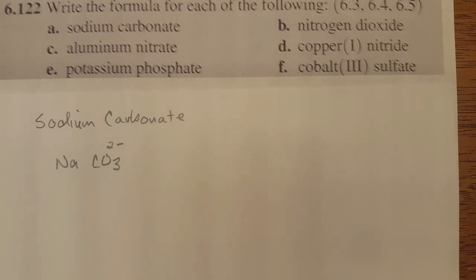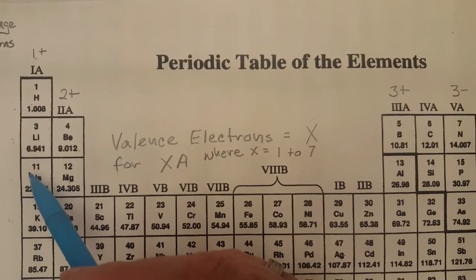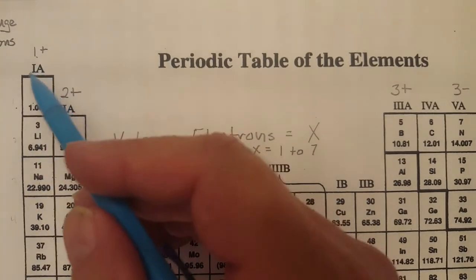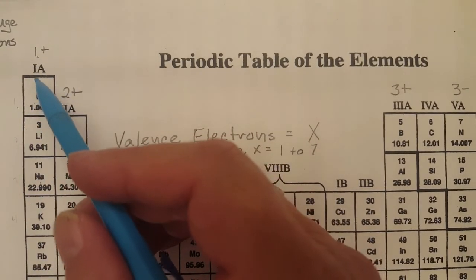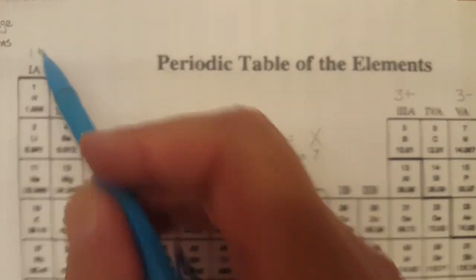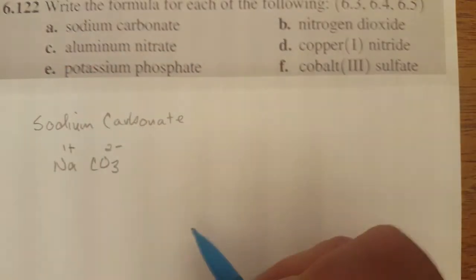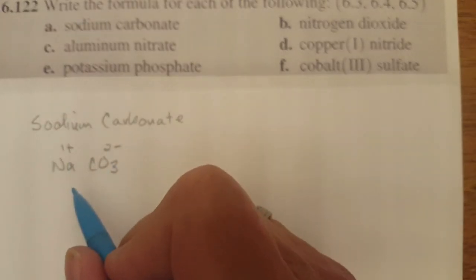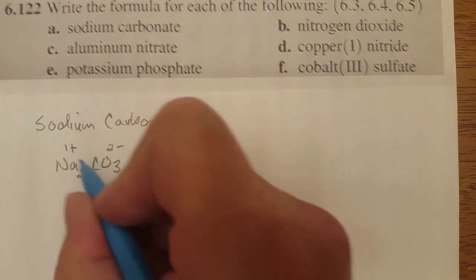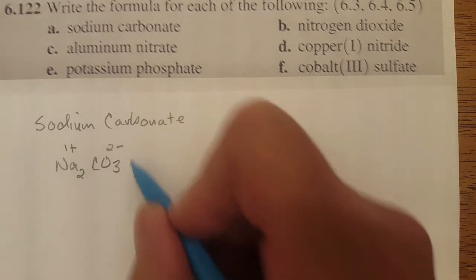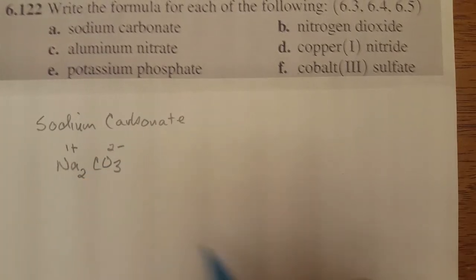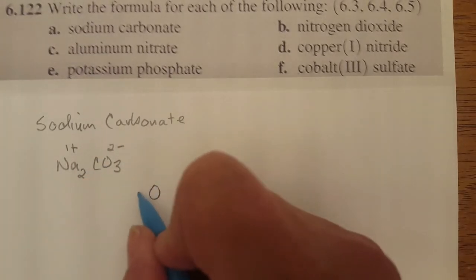We know from our periodic table that sodium in this column, 1A group, when it loses an electron, it becomes 1 plus. So sodium's charge is 1 plus. Again, we cross these. So sodium gets a 2, carbonate gets a 1. We don't need to use parens. Let's see if that charge balance works.